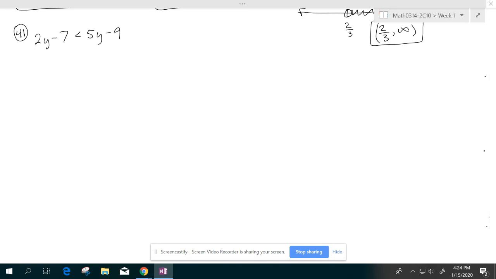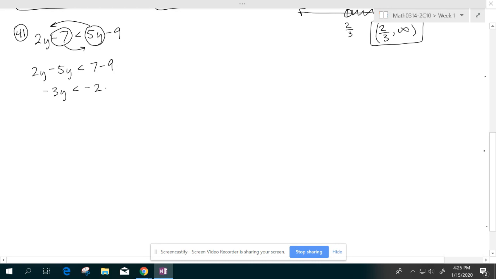Okay? So, last time we moved the 2y, right? And so this time I'm going to say, well, what if we would have chosen to move the 5y? Who else would need to move? The 7. So then that's going to be 2y minus 5y. That's going to be 7 minus 9. Y'all see the difference? Now, what is 2 minus 5? Negative 3. 7 minus 9? Negative 2.